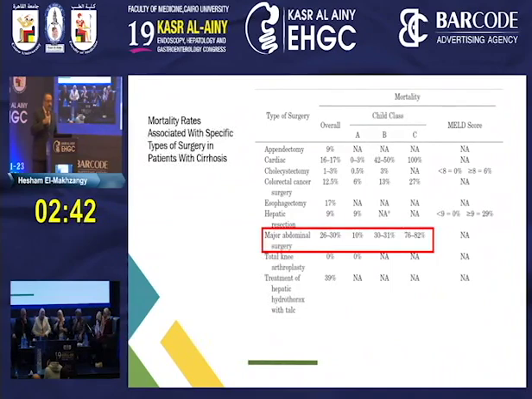Now, we can see here the mortality rates as assessed by the Child class and the MELD score. One example that stands out, and I chose to highlight in red, is the major abdominal surgeries. If we did the surgery in a Child A patient, the mortality risk is only 10%. In Child B, it jumps to 30%. In a Child C patient, it jumps all the way to between 75 and 82%, which is very unacceptable.